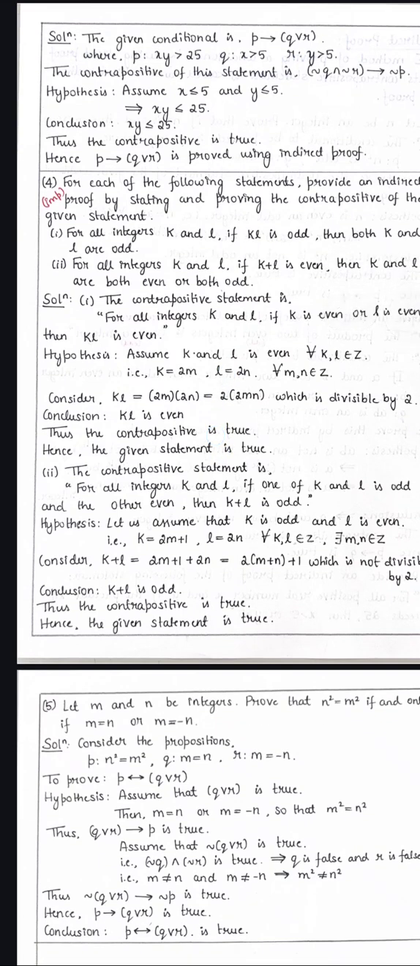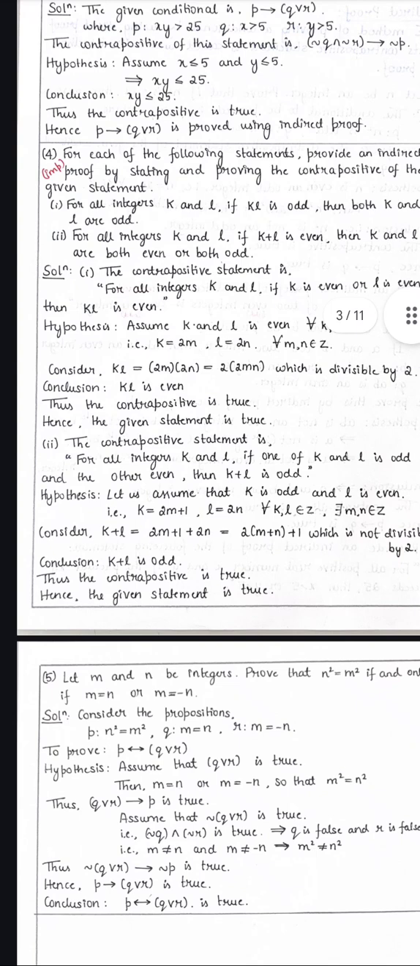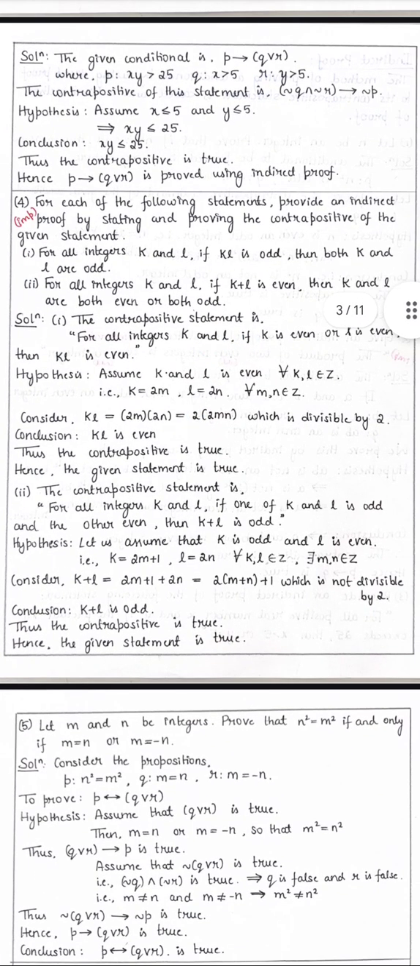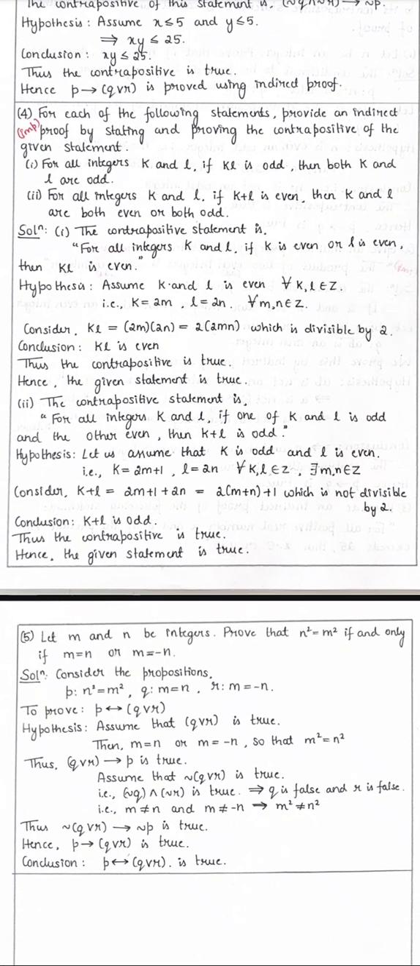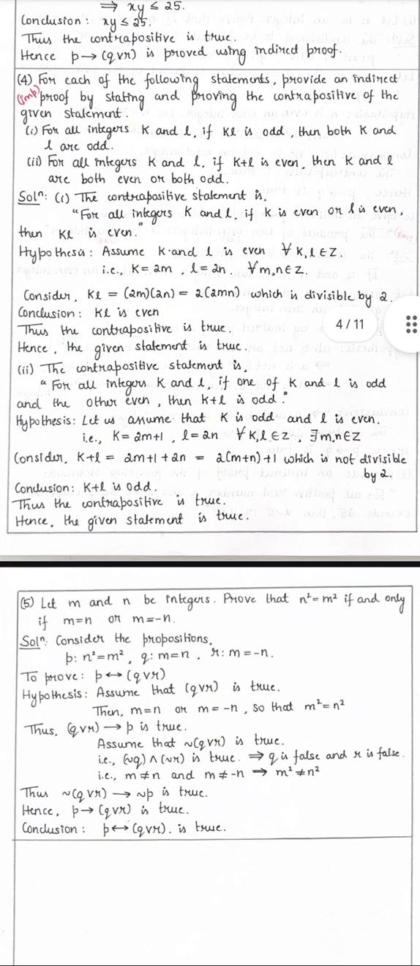So, if P then Q or R is proved using indirect proof. For each of the following statements, provide an indirect proof by starting and proving the contrapositive of the given statement. For all integers k and l, if kl is odd, then both k and l are odd. Then we have to take the contrapositive. Both k and l are not odd, which means k and l are even.